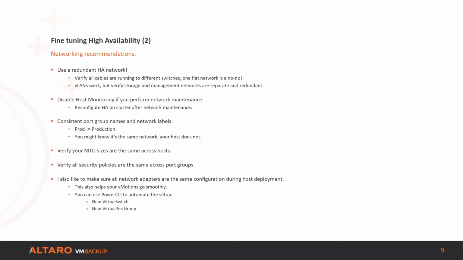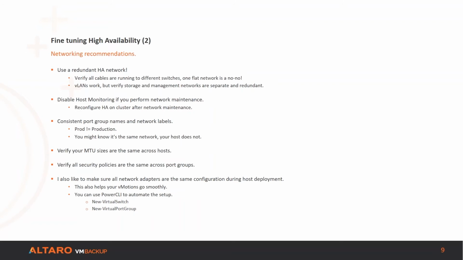At the very bottom there, I like to make sure all network adapters have the same configuration during the host deployment. So what do I do? One of the easy ways to do it is just to use PowerCLI. I'm a big fan of picking up PowerCLI. Do you have to be a PowerCLI guru to do this? No. There are a lot of scripts made available online that you can use, but the two that are going to help you out in this case are New-VirtualSwitch and New-VirtualPortGroup.